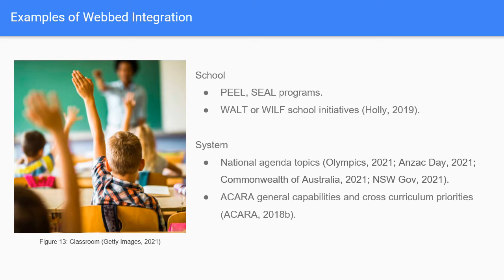Students develop reflective habits when addressing their learning regardless of the faculty. Likewise, PEEL and SEAL provide students with clear paragraph structure and provide guidance for writing. Therefore, all subjects in which students write responses use this program, webbing it to all their learning.